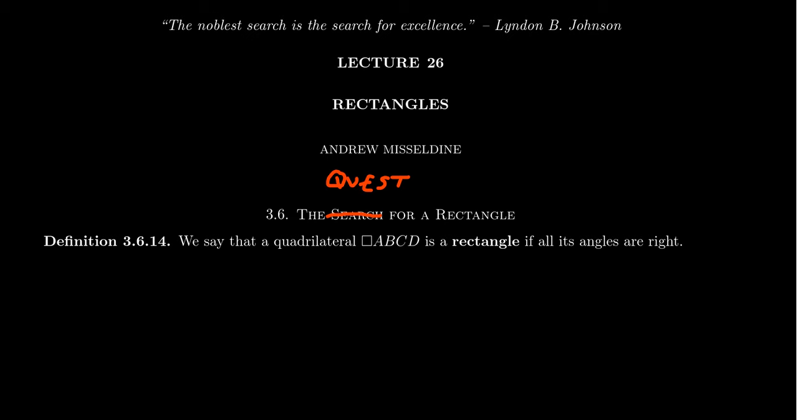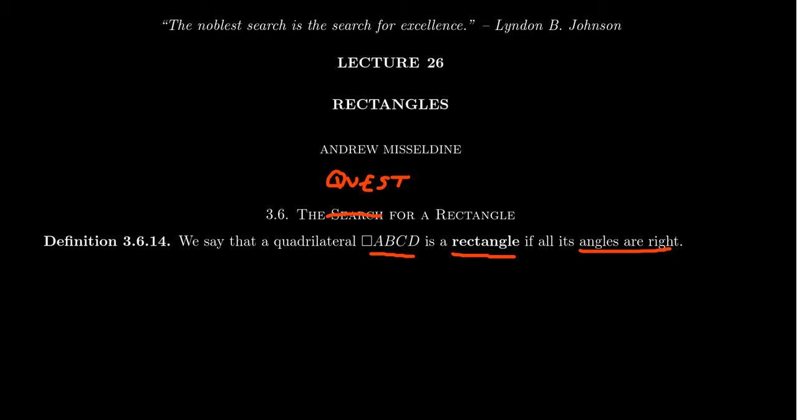So first of all, what do we mean by a rectangle? First of all, a rectangle is a quadrilateral. We'll call it quadrilateral ABCD. And so we say this is a rectangle if all of the four angles associated to this quadrilateral are right angles. The word rectangle itself comes from the Latin for right angle. And so quadrilaterals with all four right angles we call a rectangle.